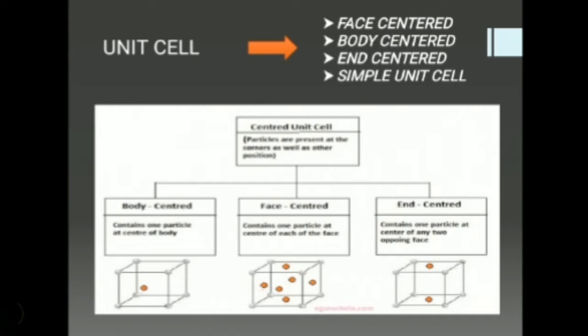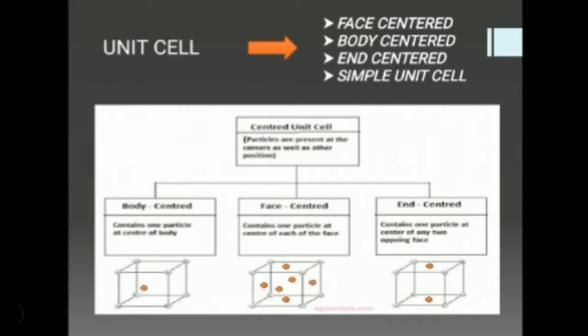Next will be the end centered, where again the 8 corners will be occupied by 8 atoms. Along with it there will be 2 atoms which will be placed directly opposite, on the 2 faces. Here it is called end centered.